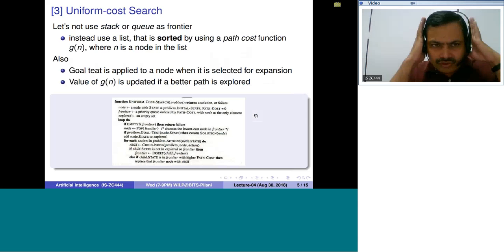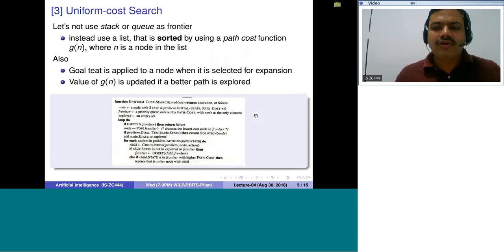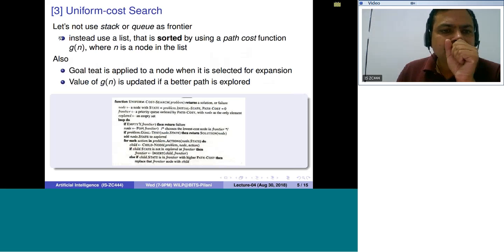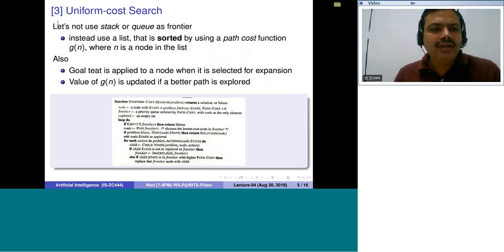Uninformed search. So we are going to talk about more algorithms today. So the next algorithm is uniform cost search. What is uniform cost search?